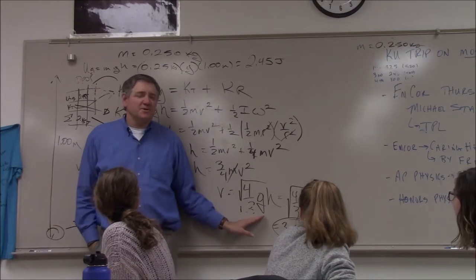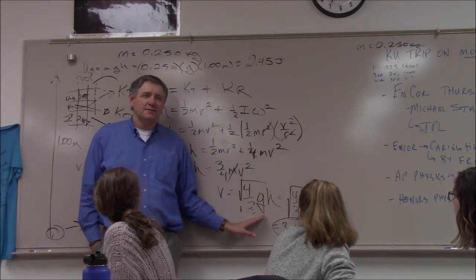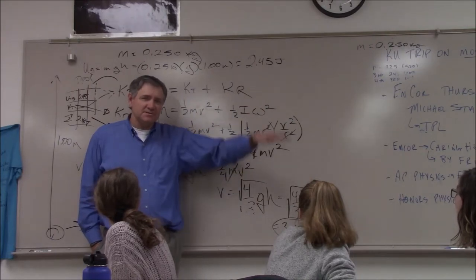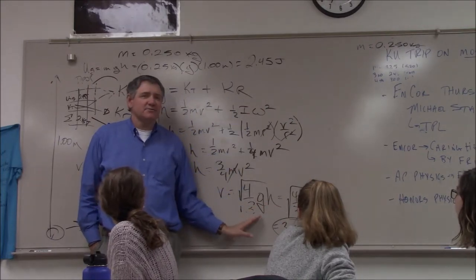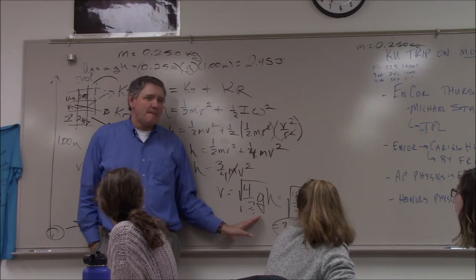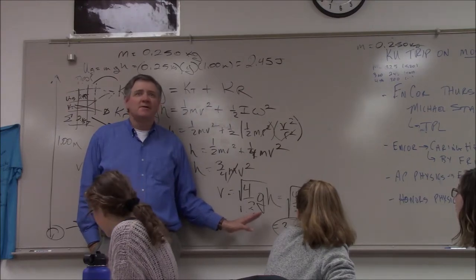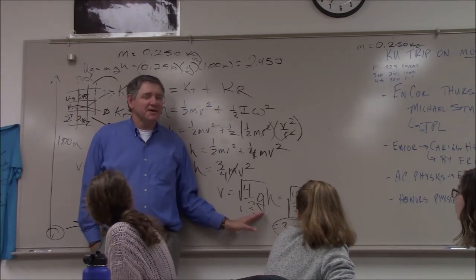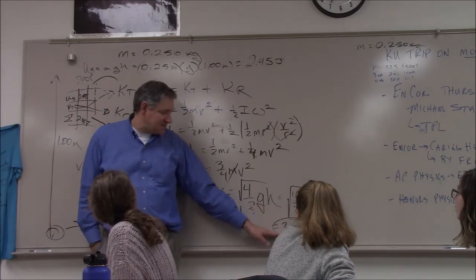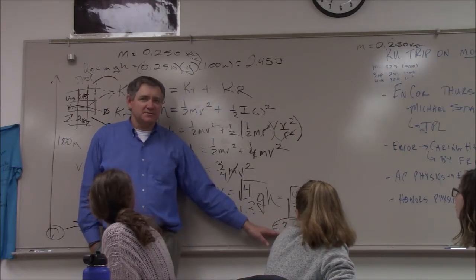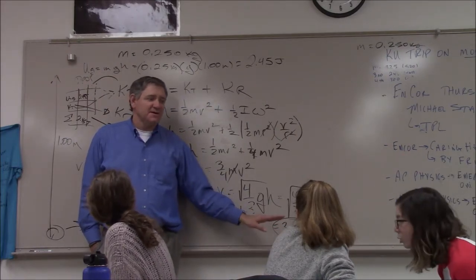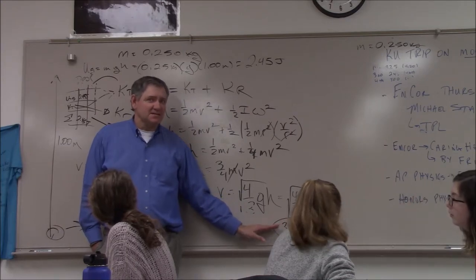What's the only number that you plugged into here? Height. The height. Did the steepness and the angle play a factor in this equation? No. So as long as it's rolling, guess what? You still end up at 3.61 meters per second. Okay? You still end up at the exact same velocity.